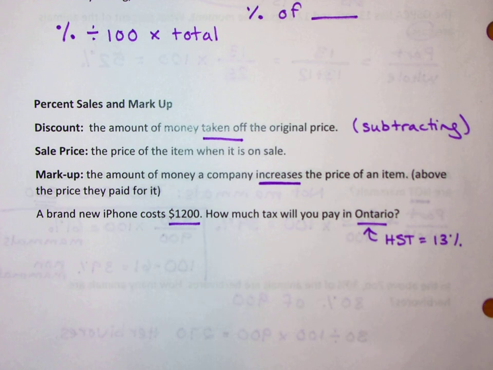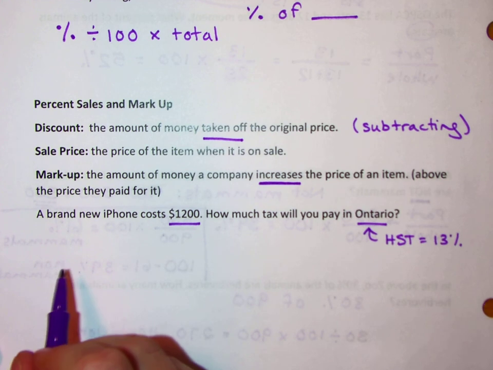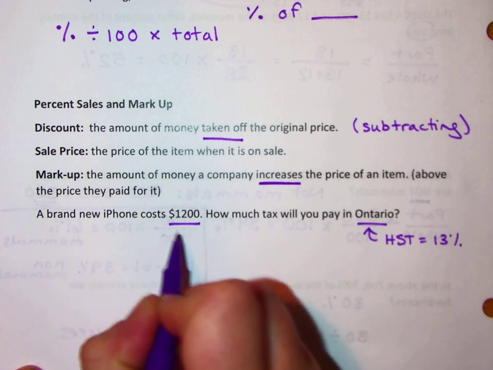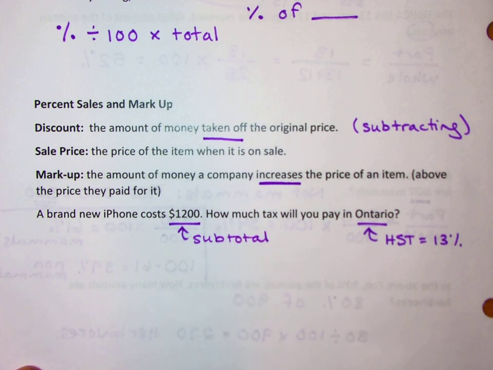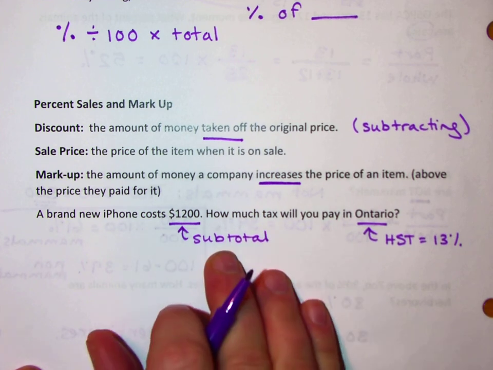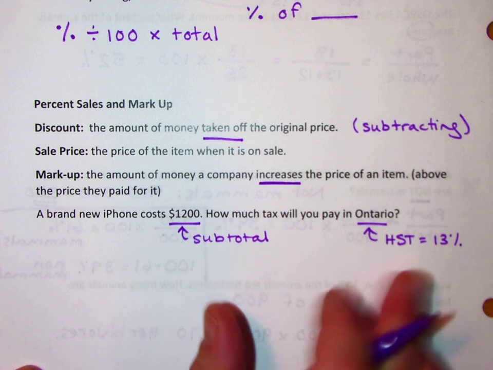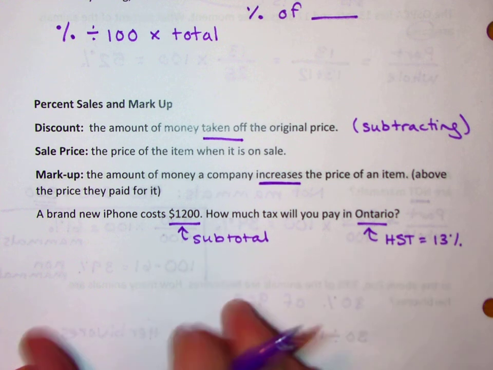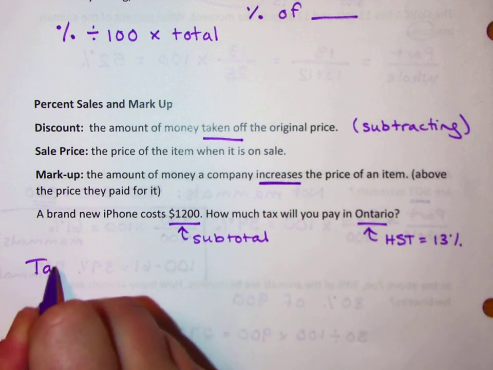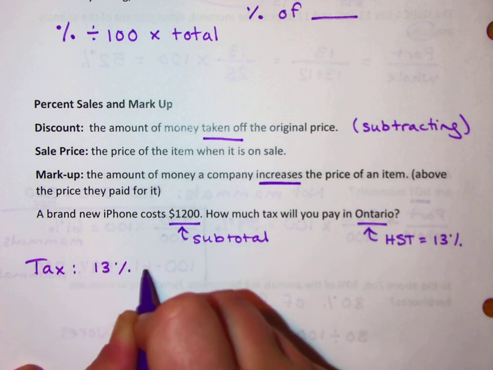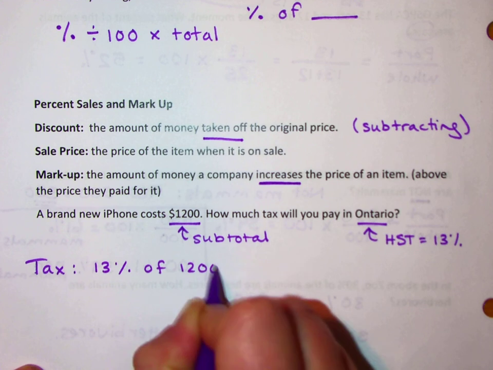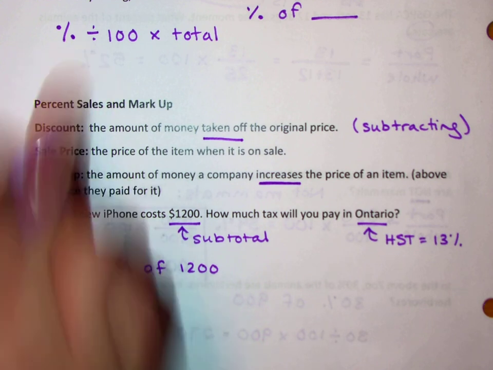There's a couple ways to do this. I'll just break it down so that it's applicable to a bunch of different scenarios and not just tax. This is our subtotal. You may have seen that on receipts. Subtotal is the price before tax. What we're going to do is calculate the tax, and then we're going to get the total. So the tax is 13% of 1,200. Okay, so that's this question up here.